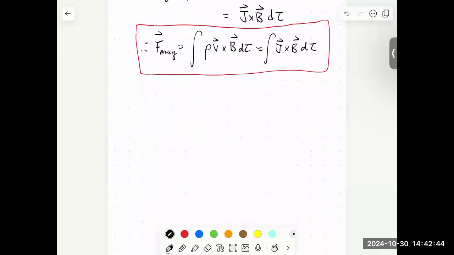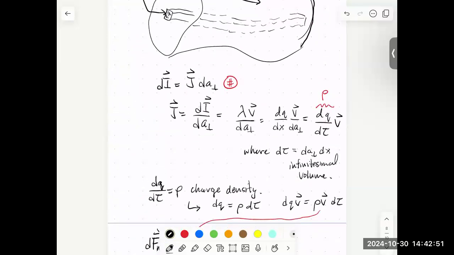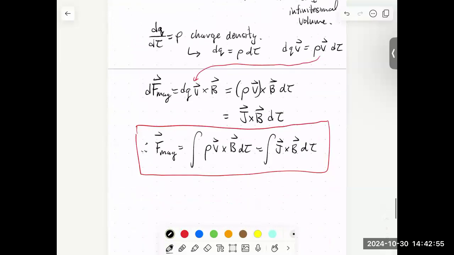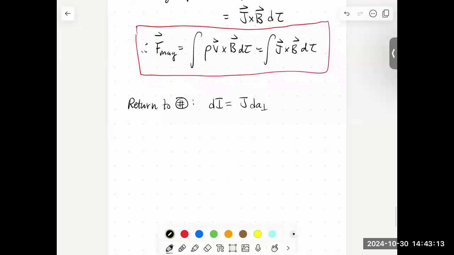So we labeled a particular equation number sign here. I want to return to this expression. So let's return to number sign, which said that dI was J dA perpendicular. And let's see if we can generalize this idea a little bit.